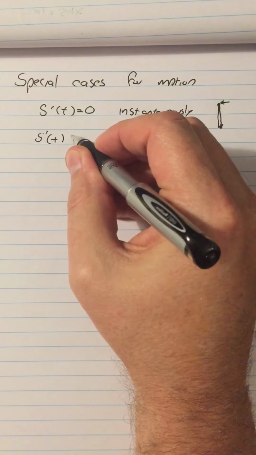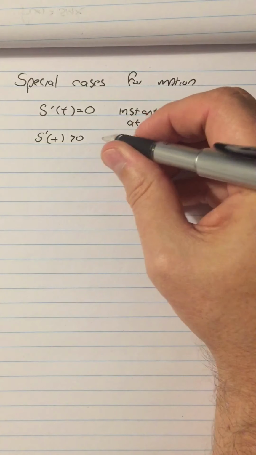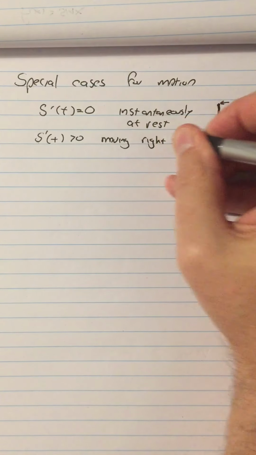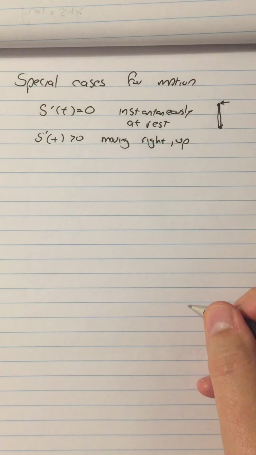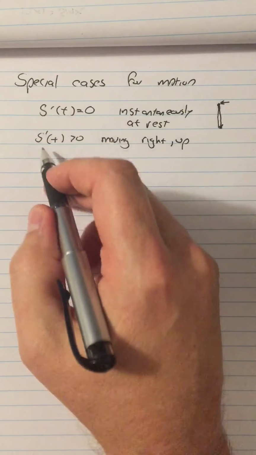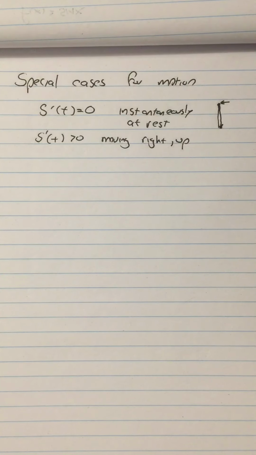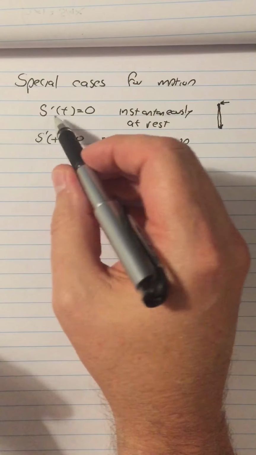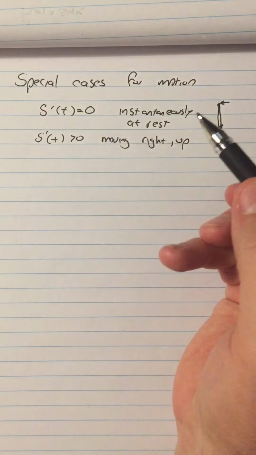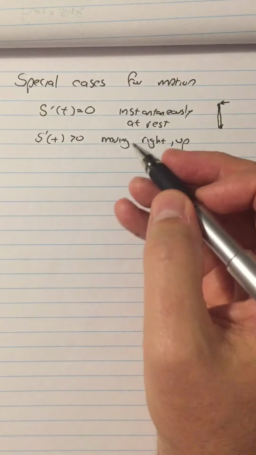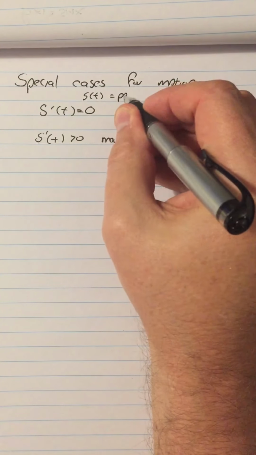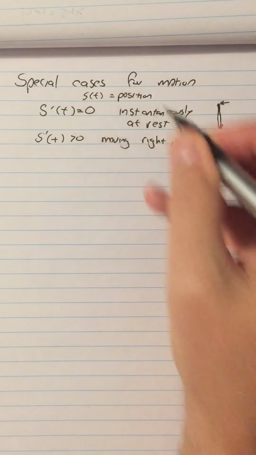If S prime of t is greater than 0, then that means that the object is moving to the right or up, depending on the context of the problem. By the way, I'm using S for position now. A lot of physics people do that. For some reason they use S for displacement. I don't know why, they just do that. So S of t, X of t, Y of t, they're all ways to write position, all right? So assuming S of t is position here. That's just a common variable to use.